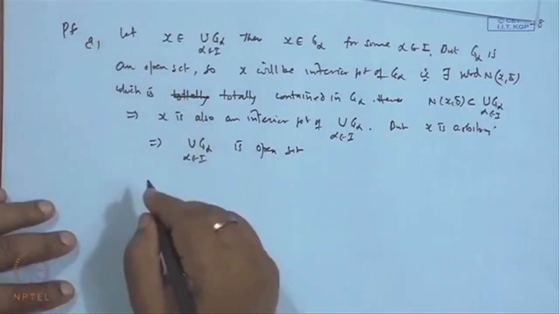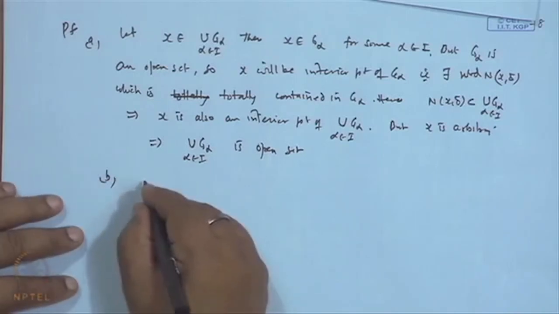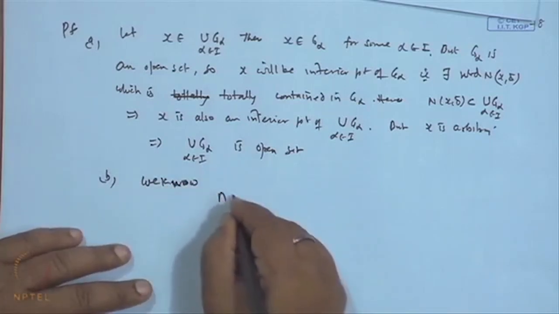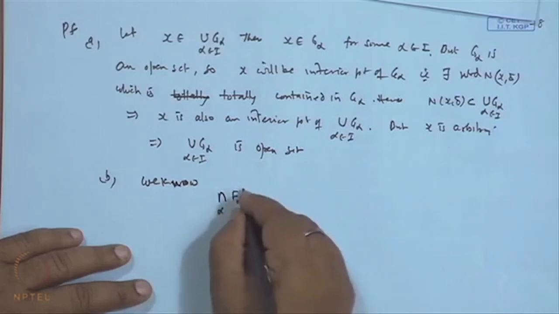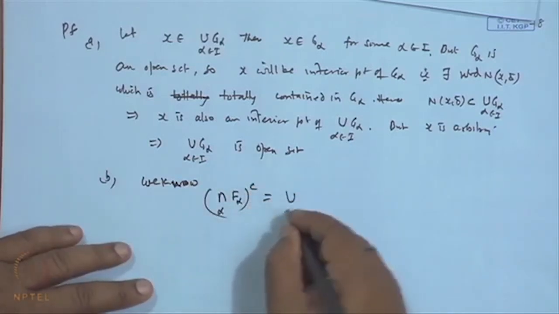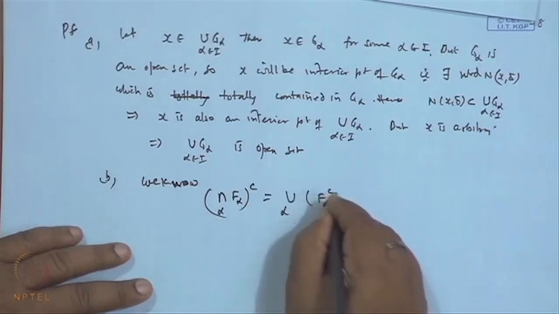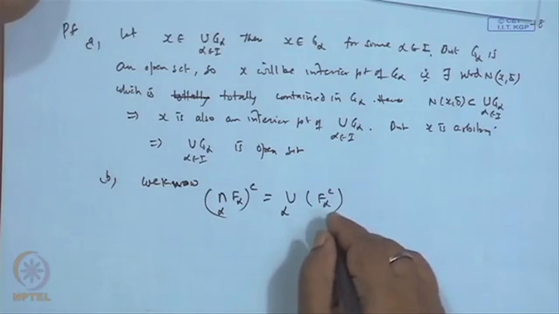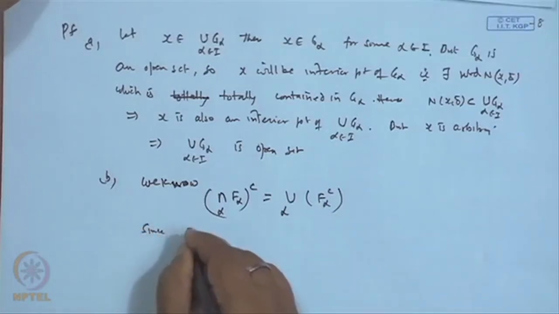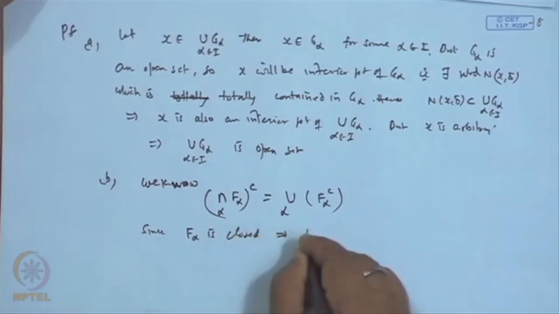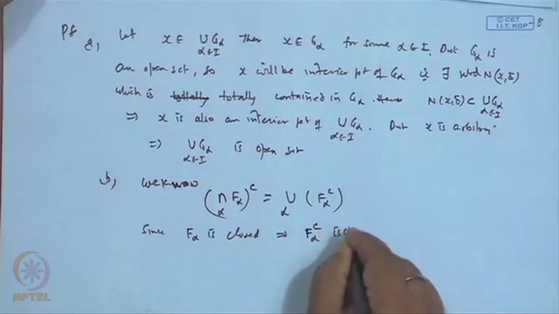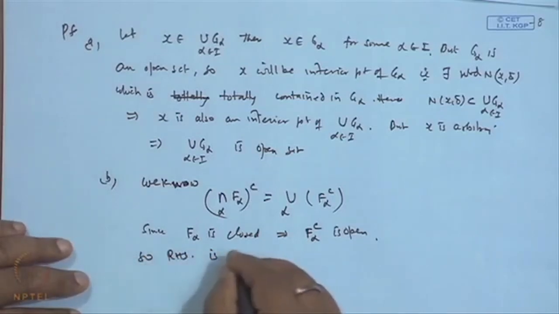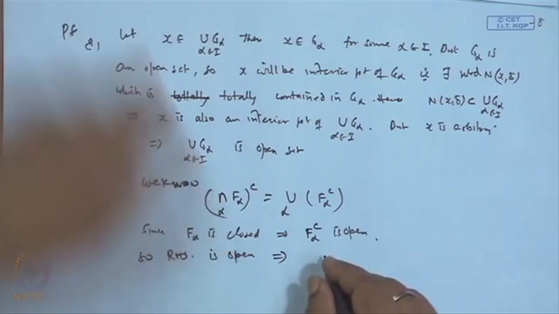Similarly, for part B, it follows from this result. We know, by a simple set theoretical result, that the complement of the arbitrary intersection of F alpha becomes the arbitrary union of the complements F alpha complement. Now, what is given is that F alpha is closed, so F alpha complement will be open. The right hand side is the arbitrary union of open sets, so the right hand side is open. Therefore the left hand side will be open.